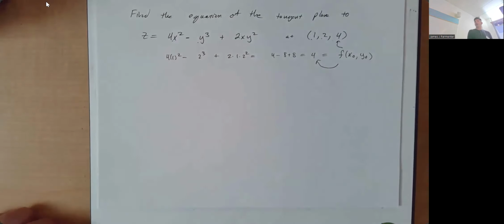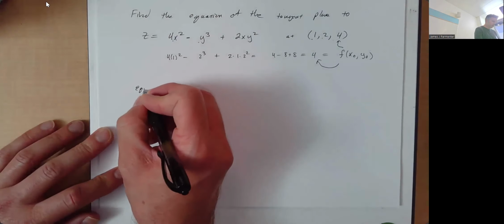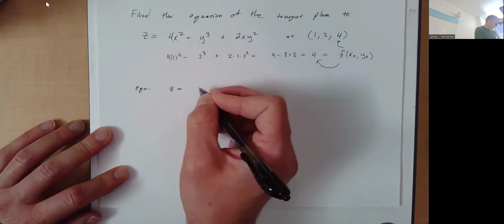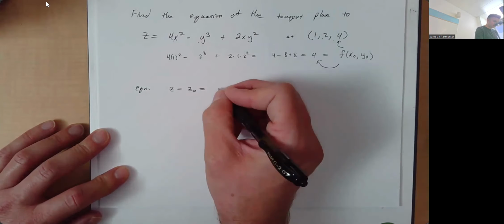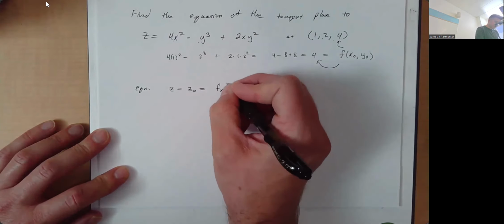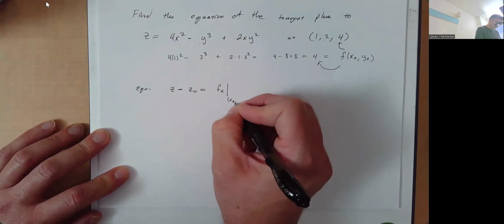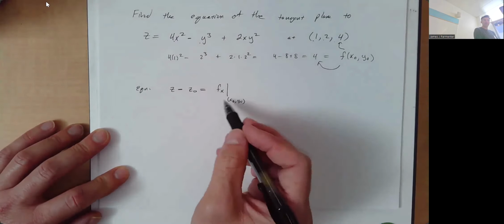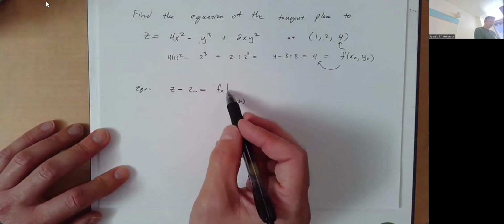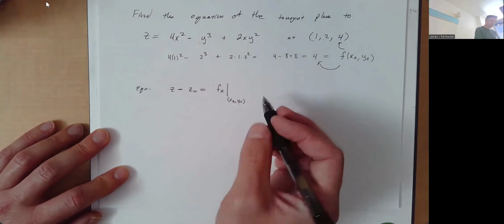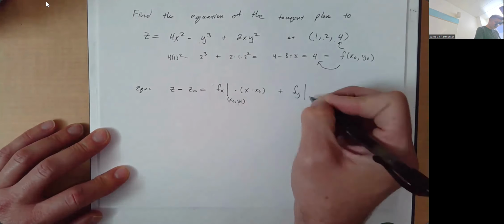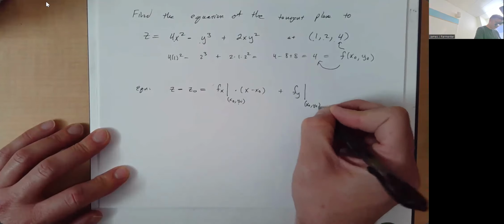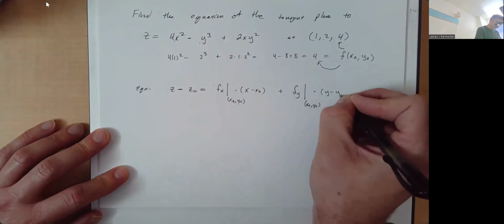Okay. So I want you all to try this one. I will remind you, your equation should look something like z minus your z naught, or your f of x naught y naught, equal to the partial derivative evaluated at x naught y naught. This is another way of writing that you plug in x naught y naught. This vertical line means take the partial derivative and then plug in x naught y naught, times x minus x naught, plus the partial with respect to y evaluated at x naught y naught times y minus y naught.